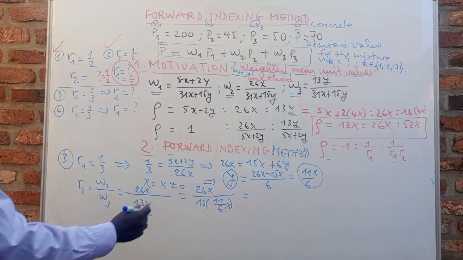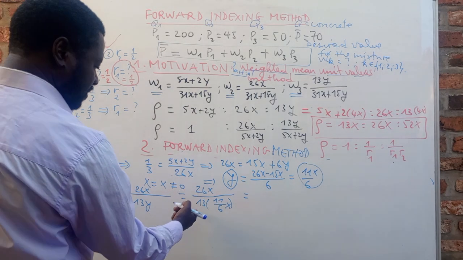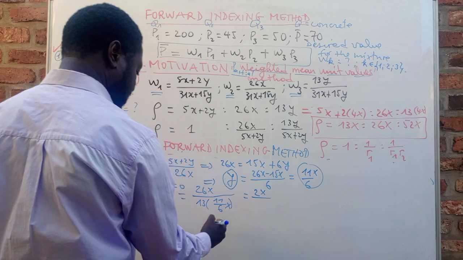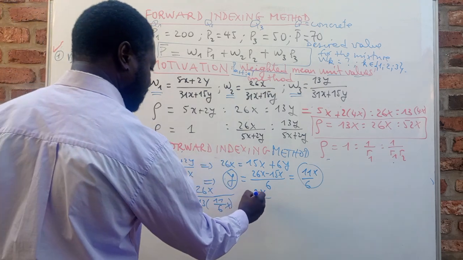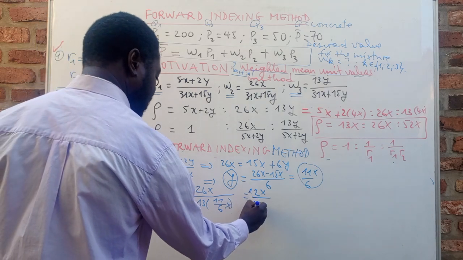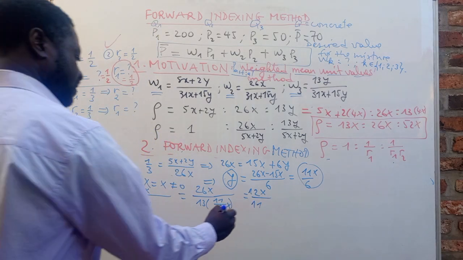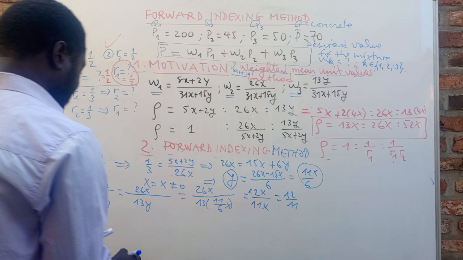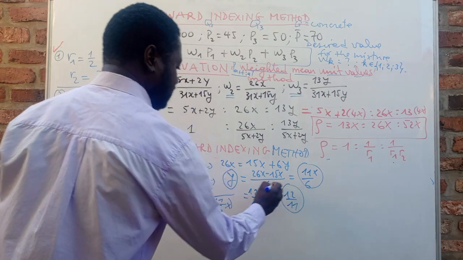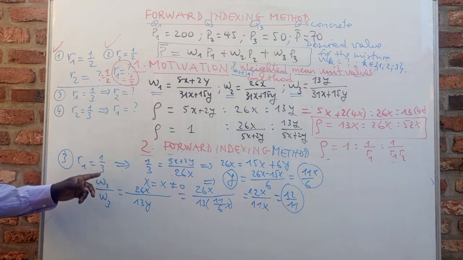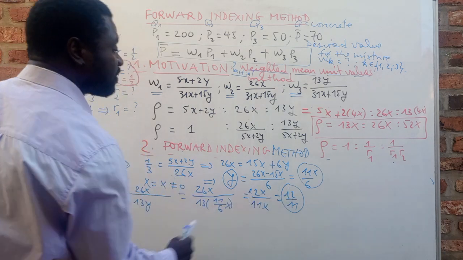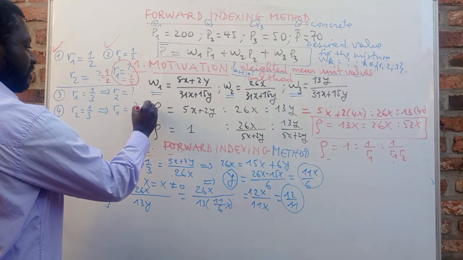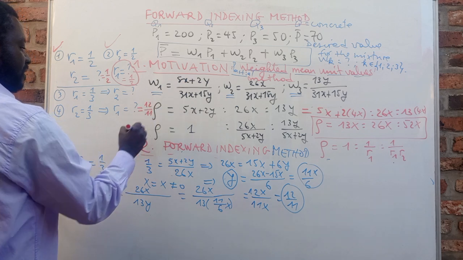Now x and x will cancel, and here we can simplify. This is 2, and 6 here becomes 12. Then you have 11x. So now this is 12 over 11. So that is the second ratio. This means that if the first ratio is 1 over 3, the second ratio will be 12 over 11. So here we can write down its value is 12 over 11.